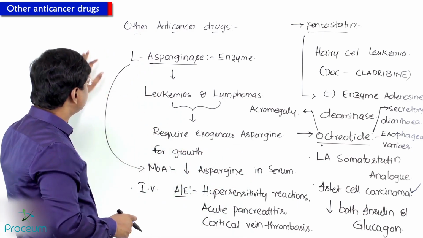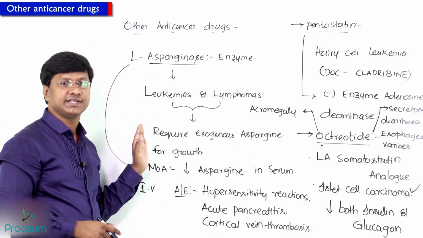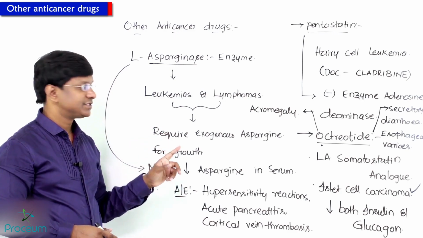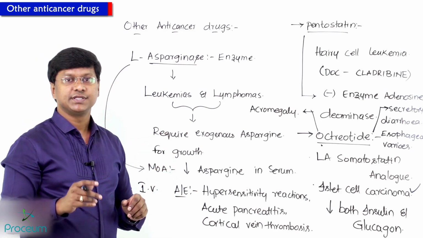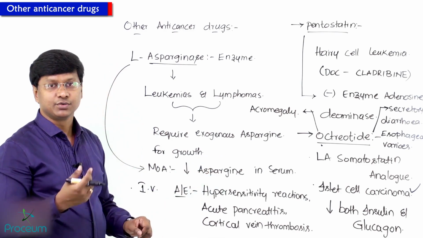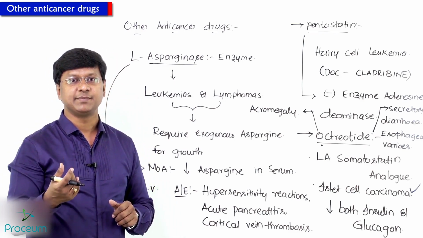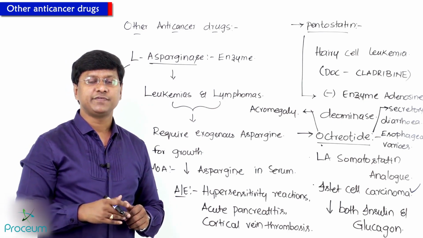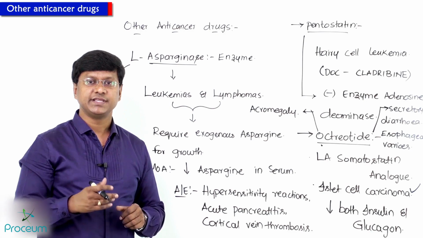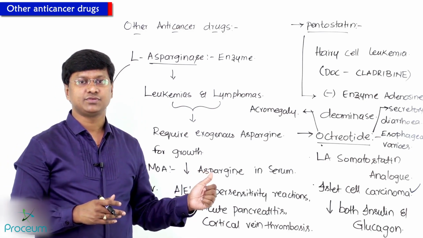So let me shortly revise here. The other anti-cancer drug is L-Asparaginase. This is an enzyme useful in the treatment of leukemias and lymphomas. These tumors require exogenous asparagine for their growth. L-Asparaginase acts by depleting this amino acid within the serum. The route of administration is intravenous. The adverse effects include severe hypersensitivity reactions, acute pancreatitis and cortical vein thrombosis.